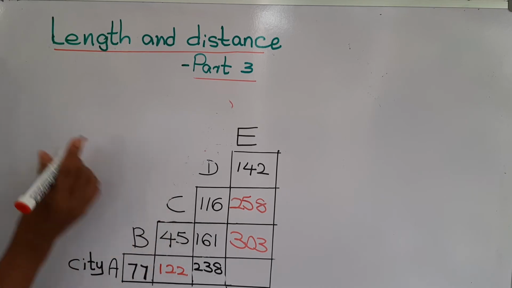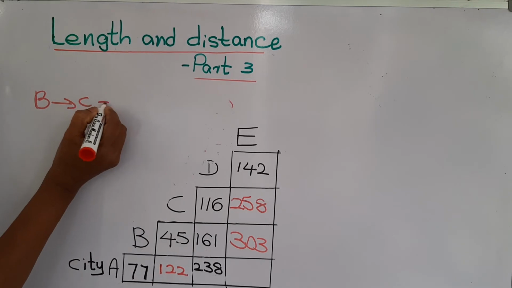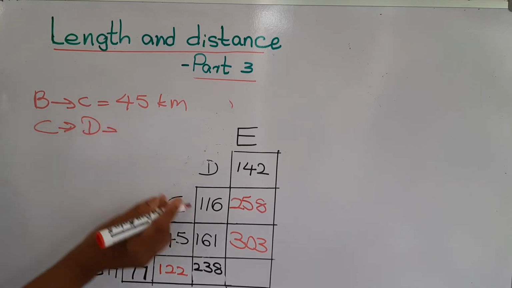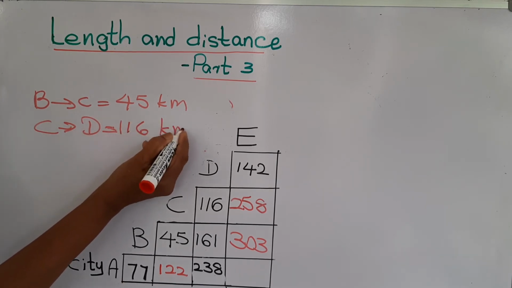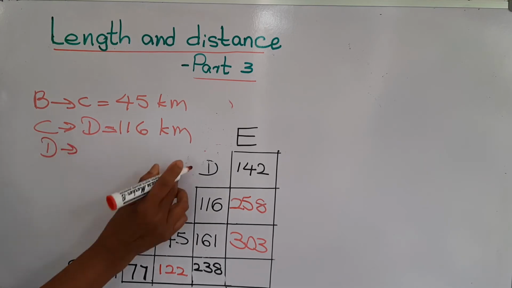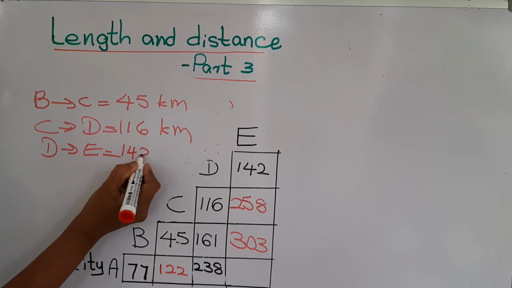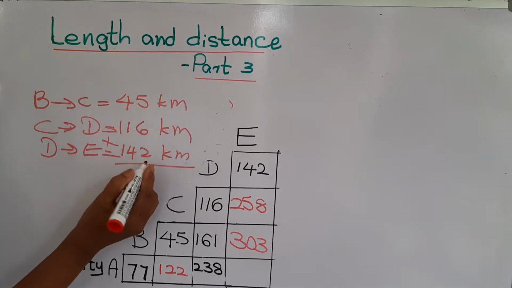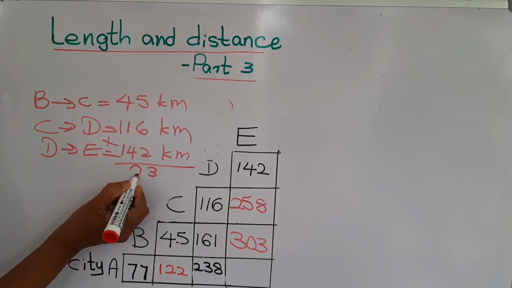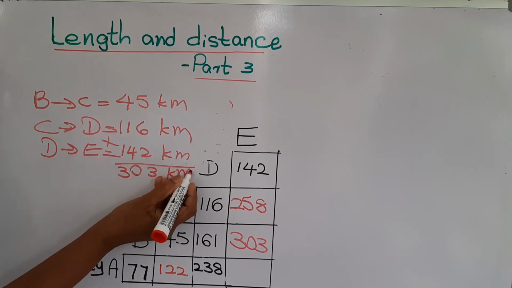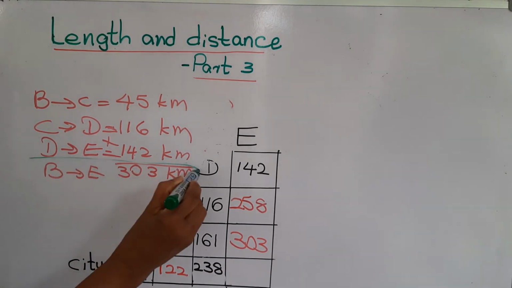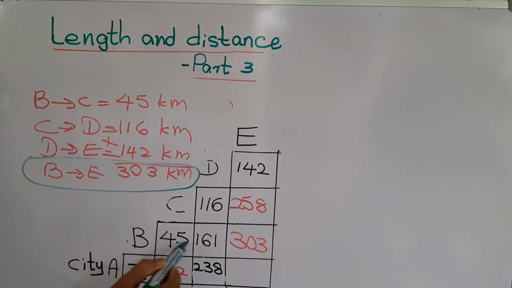There is another way we can find that distance, 303. We can find from city B to city C. From B to C, how many kilometers are there? 45 kilometers. Again we are adding from C to D. How many kilometers are there? 116 kilometers. And again from city D to city E, it gives 142 kilometers. We are going to add all together, right? Then it gives 303 kilometers. That means from city B to city E. Right? Correct? Yes, I think you got it.